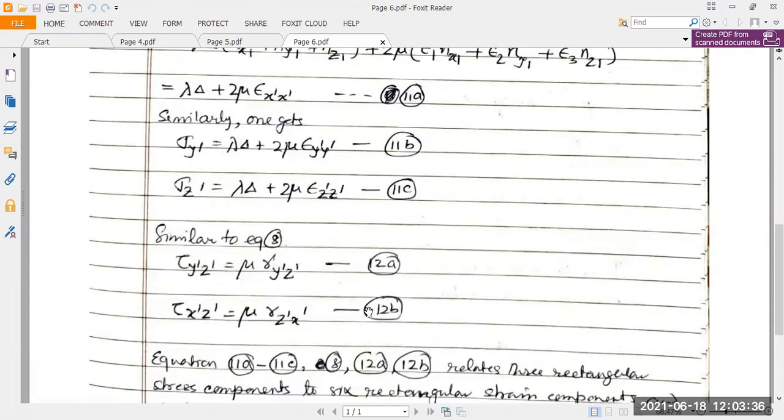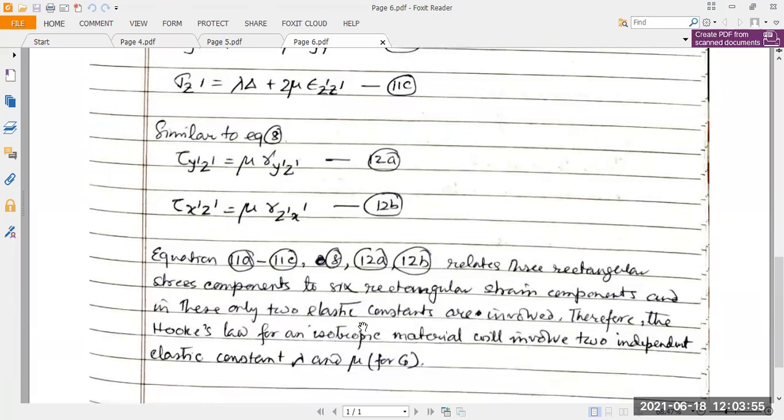So equation B, as per the last equation in terms of the xy axis, here also the z axis, yz axis, tau z axis, we have mu gamma yz, tau z itself. So equations 11a to c and 12a, 12b relate the 3 rectangular shear stress components to 6 rectangular shear strain components, and in this only 2 elastic constants are involved. Therefore, Hooke's law for an isotropic material involves 2 independent elastic constants, lambda and mu itself. Here we have to use these typical constants lambda and mu, etc.